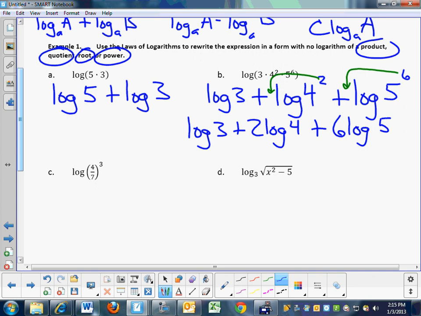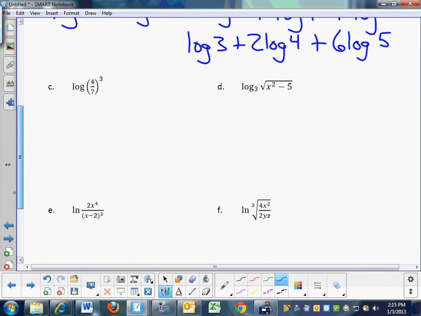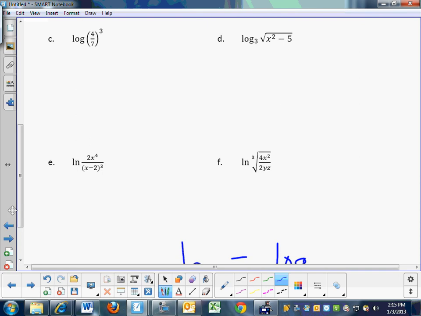You want to try C on your own? Second hour got scared. They didn't think they could do it. Why don't you give it, you know, take a minute, see if you can get started on it. I'll help you out here in a second. Try C on your own. You can do it because you're super smart. Super smart.